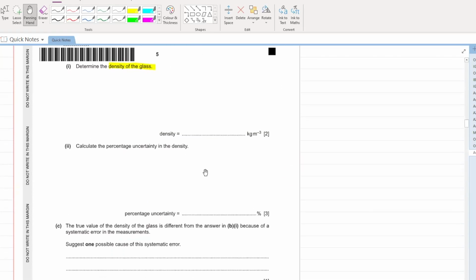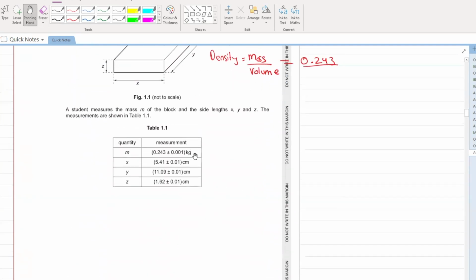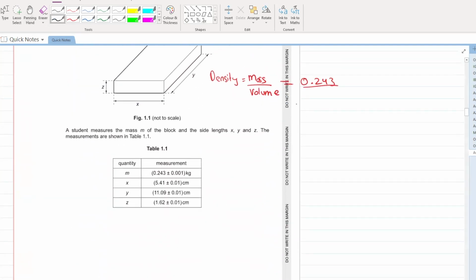Now, the final unit of density in your answer is meter minus 3, but all the measurements are given in centimeters. What will you do while calculating the volume? Convert it into meters: 5.41 divided by 100, times 11.09 divided by 100, times 1.62 divided by 100. Can anyone calculate the density here?